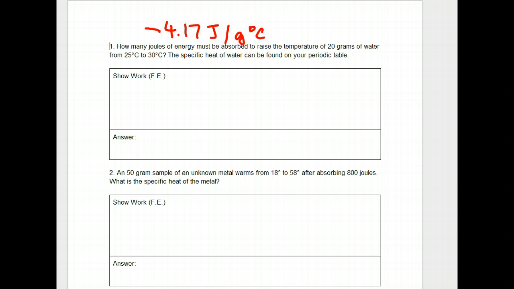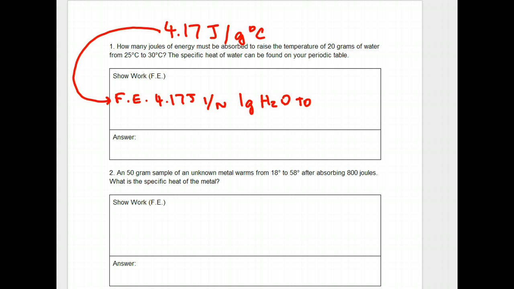So in order to write this as a for every statement, it would be for every 4.17 joules is needed to get 1 gram of H2O to change 1 degree Celsius. So you need 4.17 joules to get 1 gram of H2O to move 1 degree Celsius.